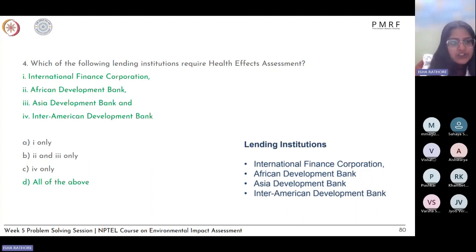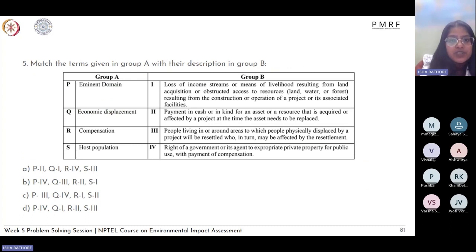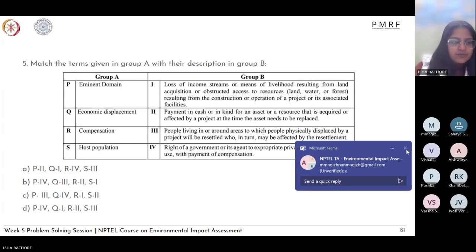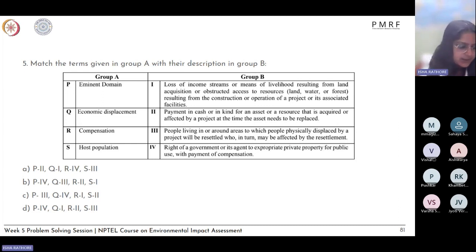Moving on to the next question. So match the terms given in Group A with their description in Group B. So in Group A, we have the terms, and in Group B, we have their definitions or descriptions. So these are terms relating to the rehabilitation and resettlement scheme. So you need to match each term with their description. Okay, we have one answer.